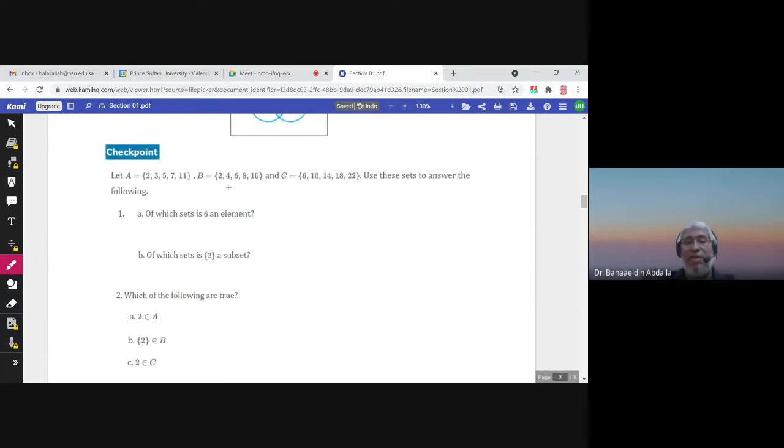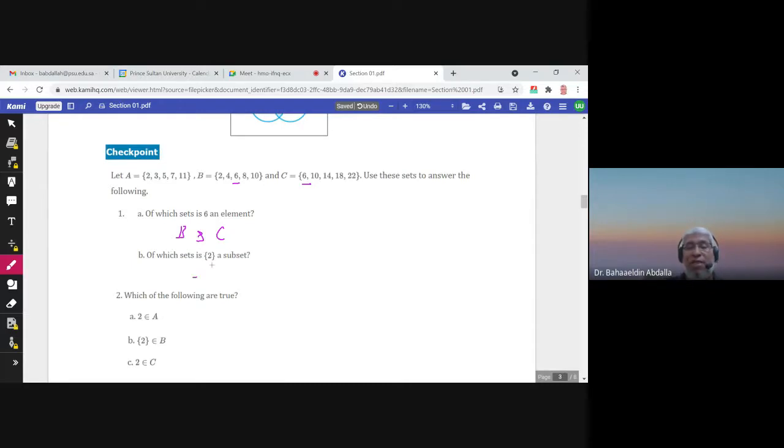Let A be this set, B this set, and C this set. So we have three sets here in this example. Use these sets to answer the following. Of which sets is 6 an element? 6 is not in A, 6 is in B, and it is in C. So 6 is an element of B and C.